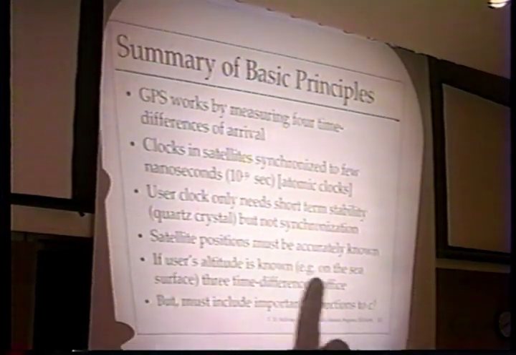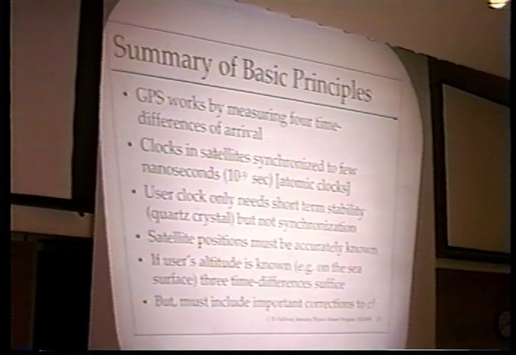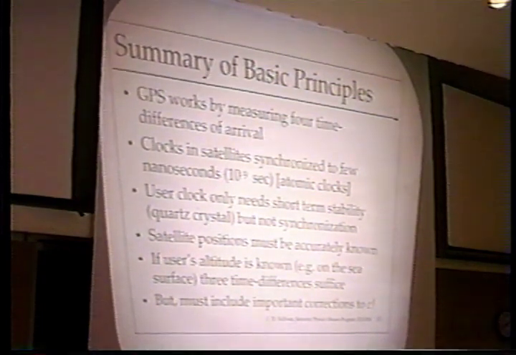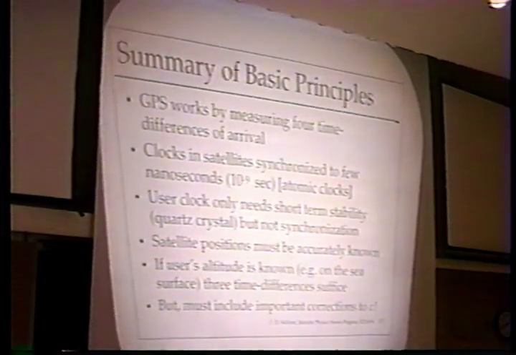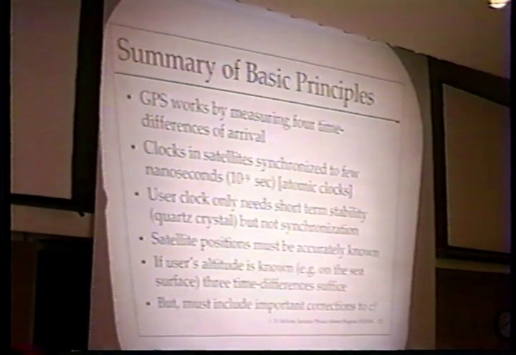Now, sometimes you have additional information. You know you're at sea level because you're in a boat in the ocean, so you don't have to solve for your altitude. You could use that as an input parameter. You could get by with one less satellite, or you can use that to improve the accuracy of your solution. So 2D navigation with known altitude is more precise than 3D.